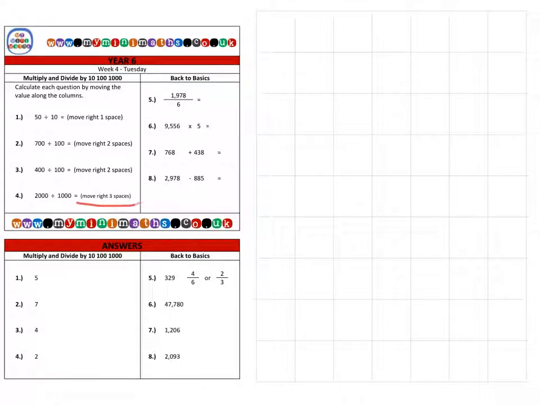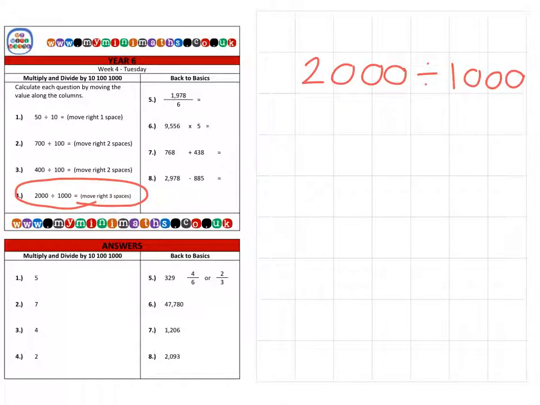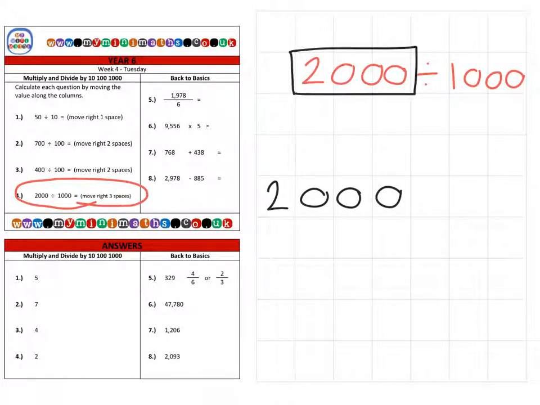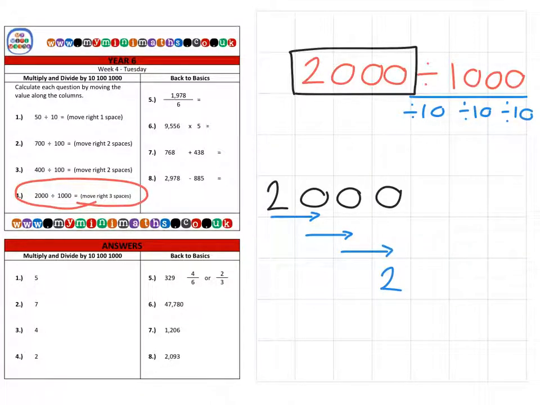And on to our final question for today, which is question 4, which is 2000 divided by 1000. And again, if we take our 2000 and we divide it by 1000, which is the same as saying divide by 10, divide by 10 and divide by 10 for a third time, so that's 3 spaces smaller. Our 2 moves into the hundreds, then again into the tens, and then again into the units, leaving our 2 in the units to give a final answer of 2.